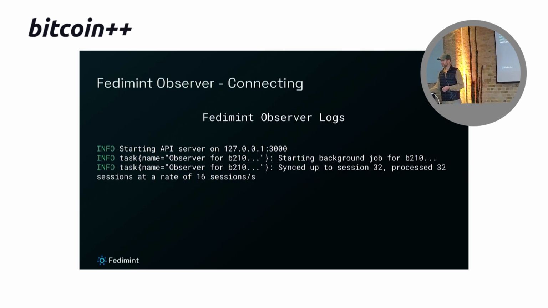So if we do that, take a look at the logs, we can see we started a REST API server, we ran this curl command. It's now starting a background job for B210, which is the federation ID of the federation for the invite code that we just used. And now it starts syncing sessions. So it's going to start from the Genesis session 0, and then sync all the way up to the current session. Most of the federations we see in the wild right now have about 100,000 sessions, so it can take some time.